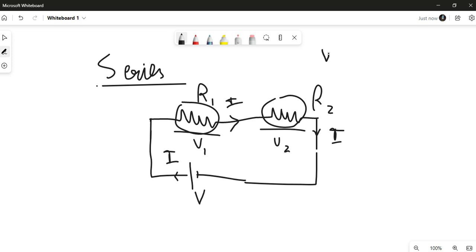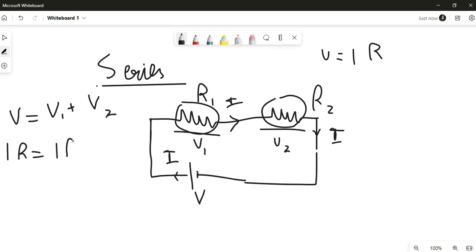I assume that you know Ohm's law: V equals IR, where V is your potential difference and not potential, I is your current and R is the resistance. Here I will get V equals V1 plus V2, and this is my equation. Now if V equals V1 plus V2, I can say V equals I times the resistance, which I don't know. I have to find this resistance actually. Since the current is constant in series, I can say V equals IR1 plus IR2.